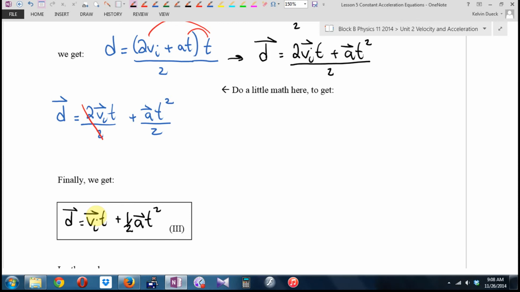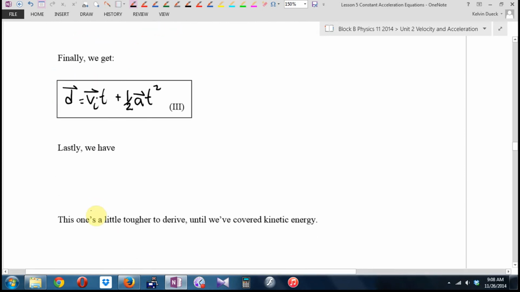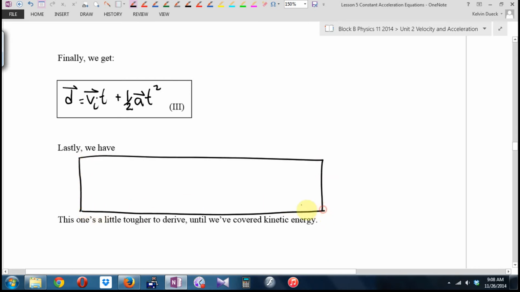That's equation number 3. There's a 4th one, and you know what? I forgot to draw a box, so let's do this. This is equation 4.